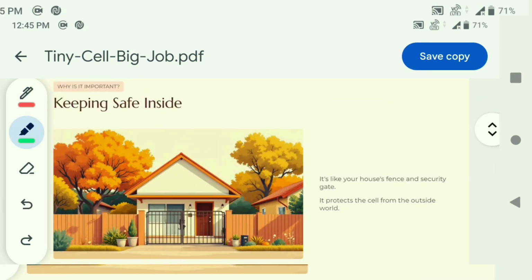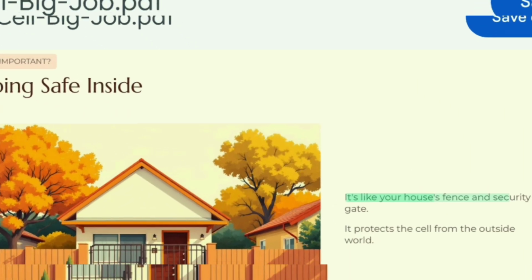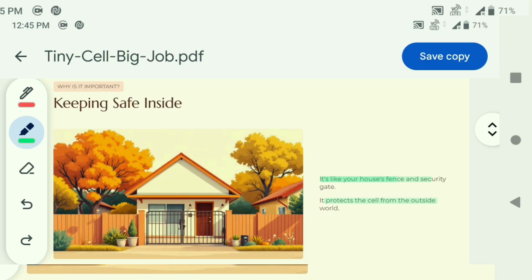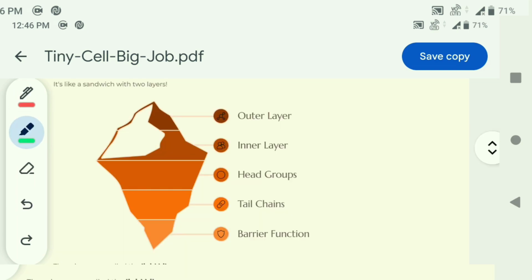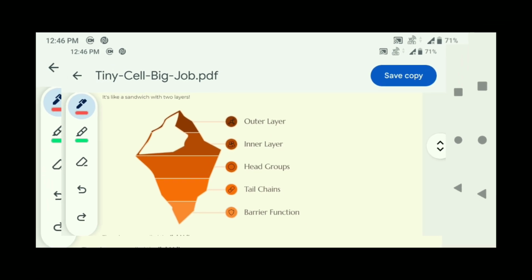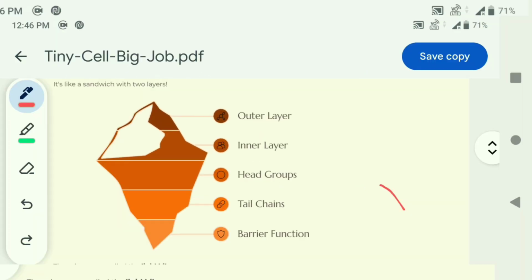The cell membrane is just like the house fence and the security gate. It protects the cell from the outside world, just like the house protects you from the outside world. Now we will talk about the cell membrane. It has two layers. Now let's see. The first layer is like this and the second one is this.